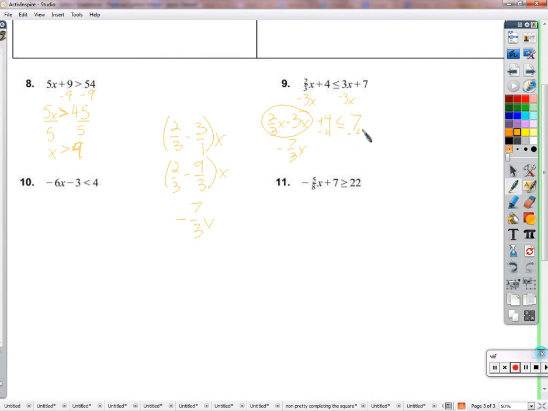Subtract 4 at the same time. So negative 7/3 x is less than or equal to 3. Now we need to cancel out this negative 7/3. So we want to have 1x. How do we cancel out the negative 7/3?